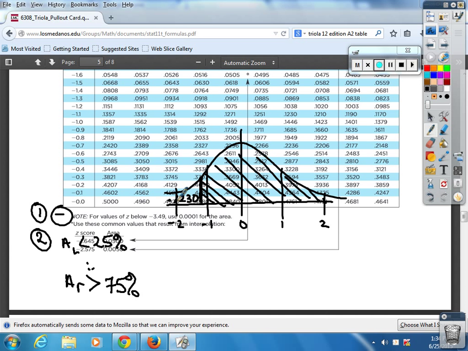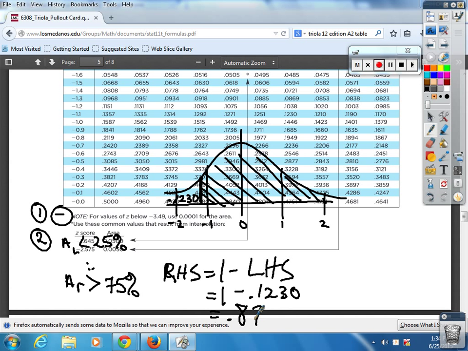Now, what did I tell you when you're trying to find the left-hand side and the right-hand side? Right-hand side is equal to 1 minus the what? So that's going to be 1 minus 0.1230, which is going to be, well, think about it. What is $1 minus 12 cents? 88 cents? So that's going to be 0.8770. So your area to the right is 0.8770.